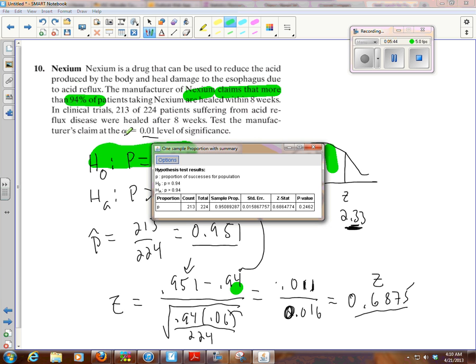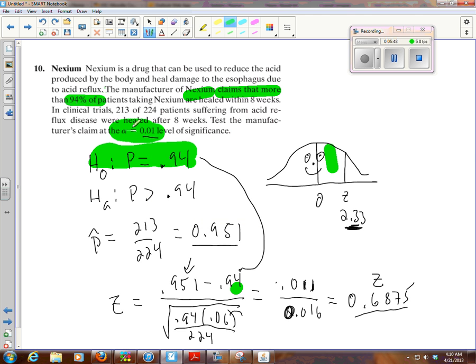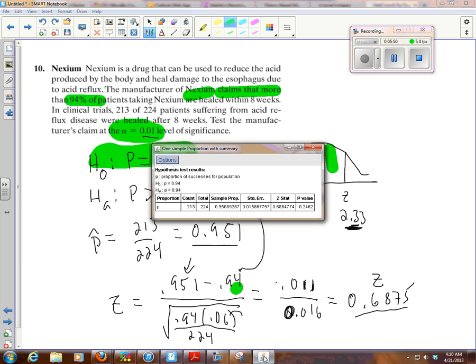I think I've talked to you before about this, how the level of significance is the limbo bar we've got to get under. And this value of 0.24 didn't get under the bar, so we cannot reject H0, which tells us same deal. We can't show that Nexium's claim is correct, that more than 94% of patients are healed within 8 weeks. Okay, I hope that helps clear up that confusion.